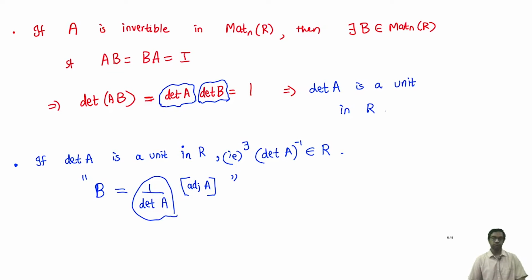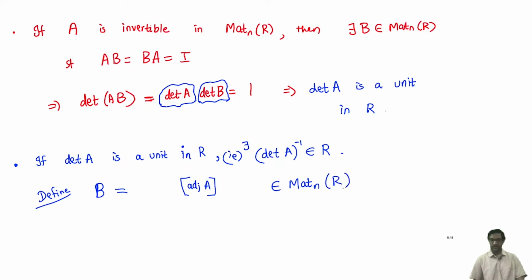So, just as a guess, let's try making the same definition. Let's define B like this and hope that it has the right properties. Where should B lie? It should be an n cross n matrix with entries in R. Well, I will use det A, which is a ring element. The inverse of det A is assumed to exist, an element of R. So I will take this element of R and multiply it by the adjoint matrix.